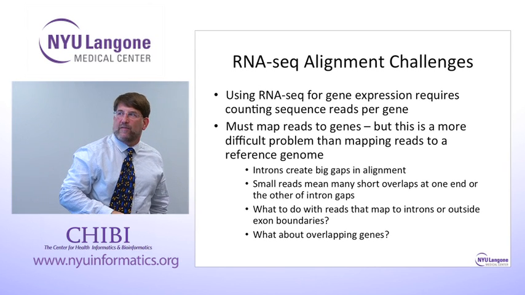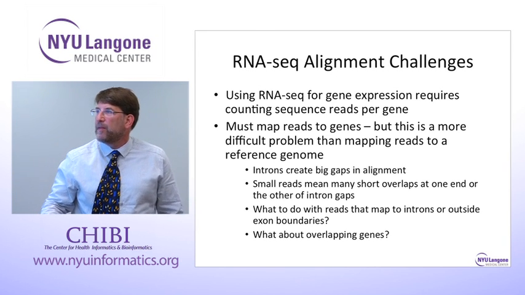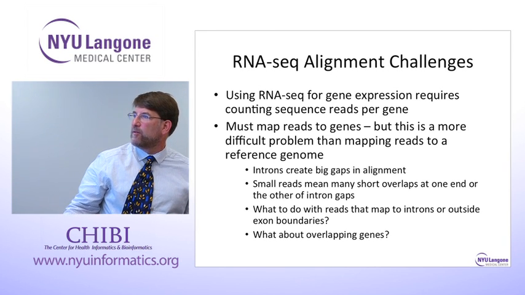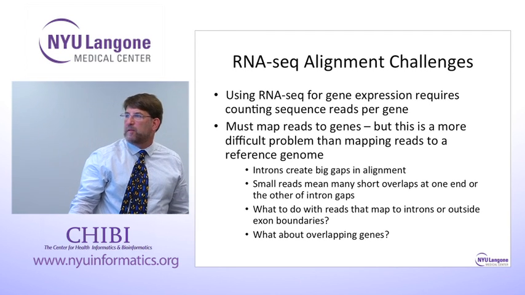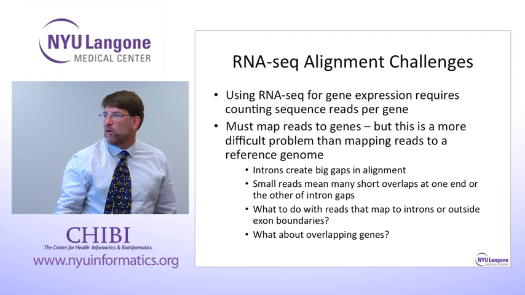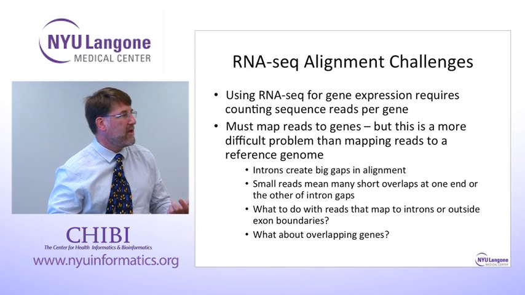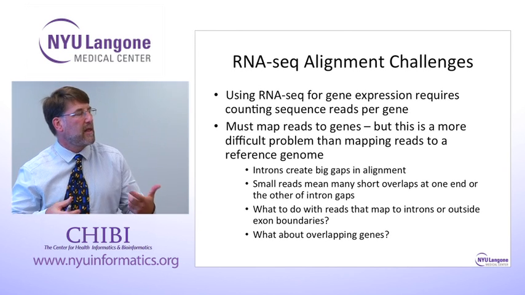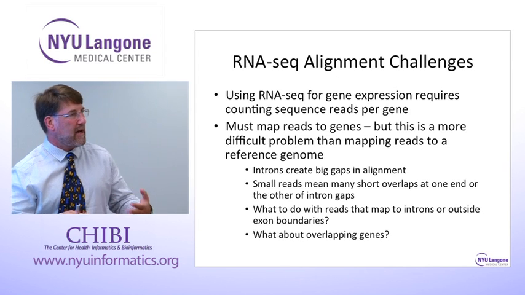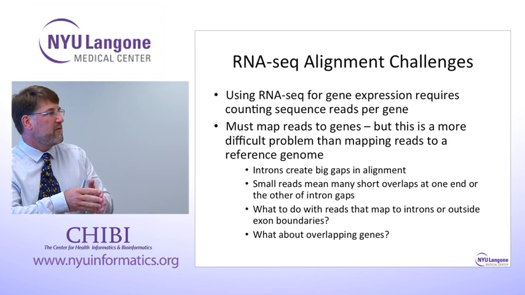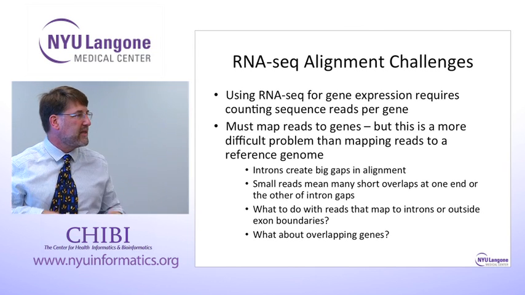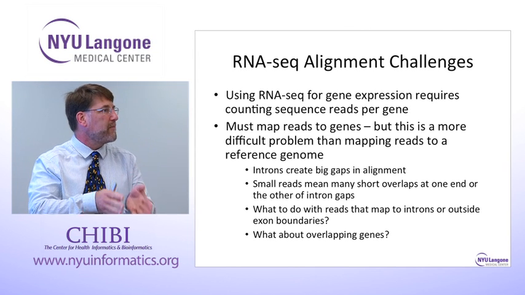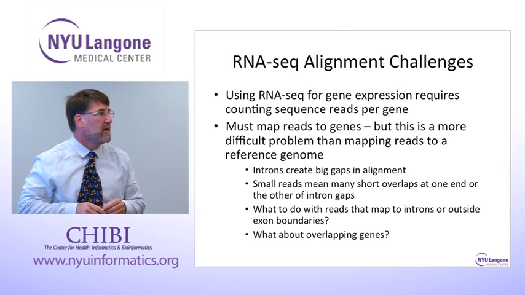OK, so the challenges of alignment that I mentioned, there's a problem of mapping to a reference genome because of the introns. Small reads may have many short overlaps at one end of the intron or the other. So you could imagine a gapped alignment tool, but there's some limit to how smart that tool can be. If you've got 2 or 3 bases that span the intron on the far side, it's not going to be able to find a perfect match for those 2 or 3 bases.